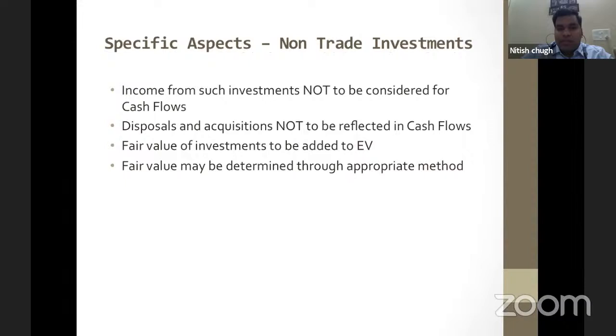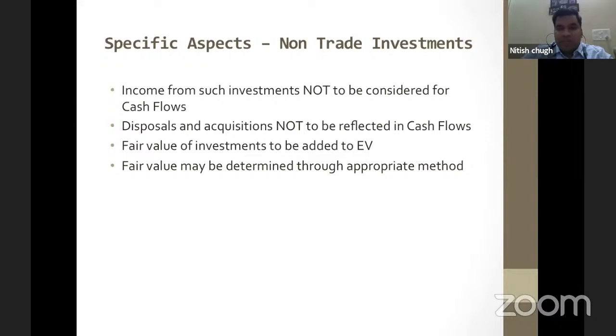Whereas for non-trade investments, such income is not considered for cash flow purposes. Disposal and acquisition are not reflected in cash flows. Fair value of investment as on day one is added to EV since these are non-trade investments. And fair value can be determined by using any of the appropriate methods that are possible for valuing such investments.